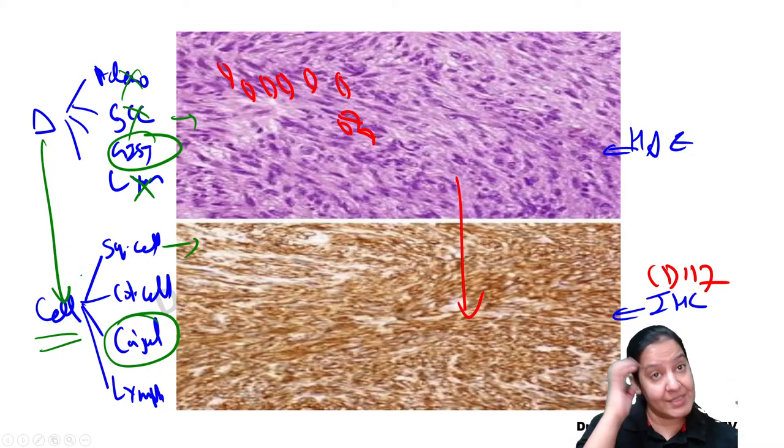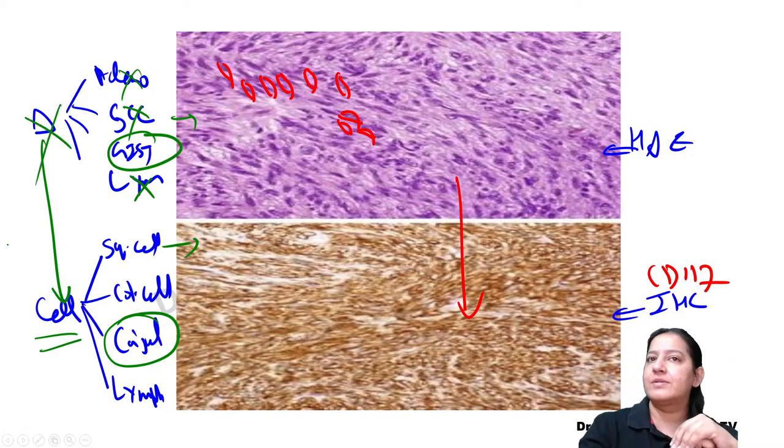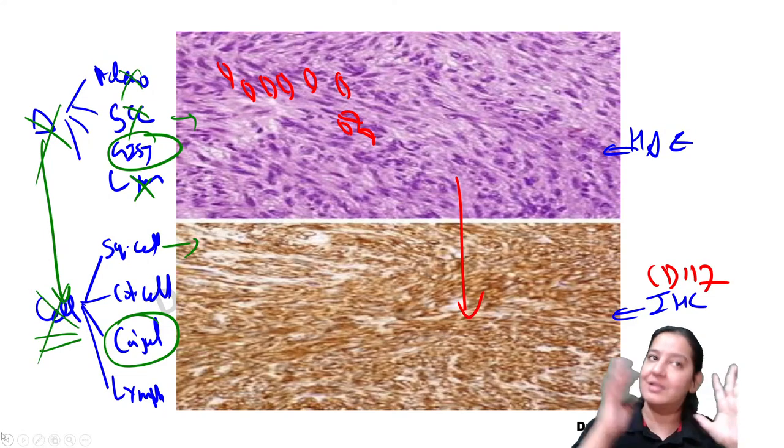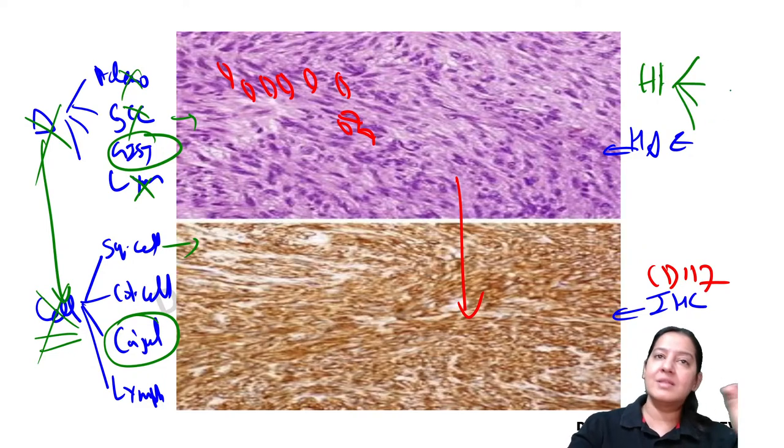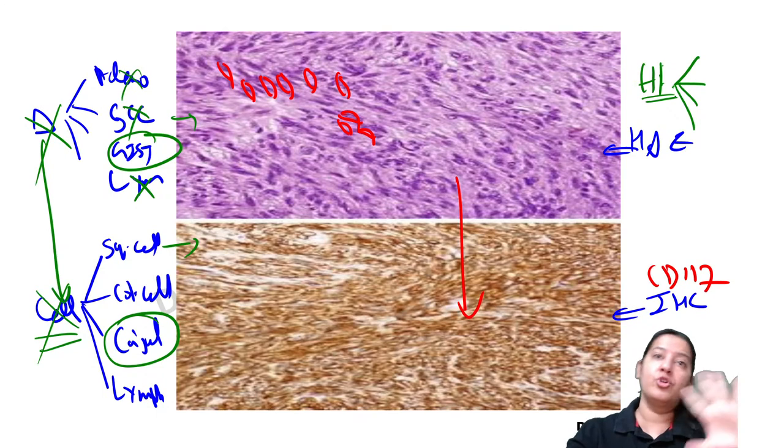The third question, the same image. The examiner is not asking the diagnosis. The examiner is not asking the cell of origin. The image is the same. The examiner is asking the treatment. So the four options can be in front of you. The various drugs will be given to you. The answer is imatinib. So for reaching the treatment, you should know the diagnosis.